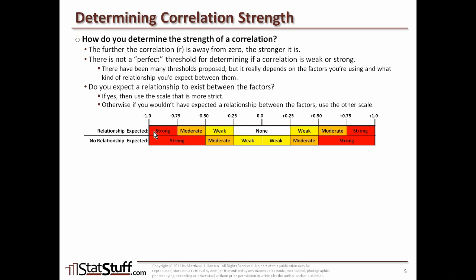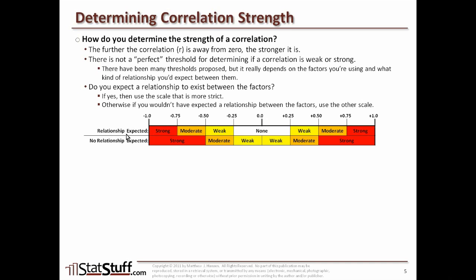So again, when they go further to the left, to the -1, it's a stronger inverse relationship. When they go further to the right, it's a stronger positive relationship, again, where they're going together up and down at the same rate.